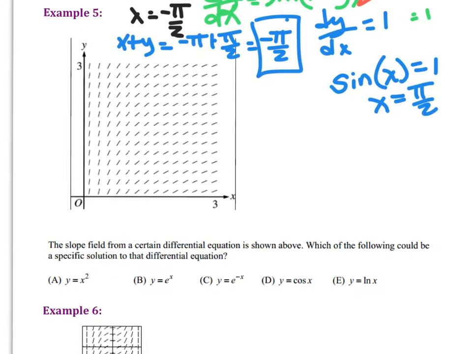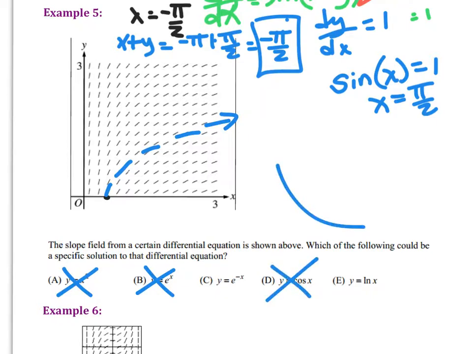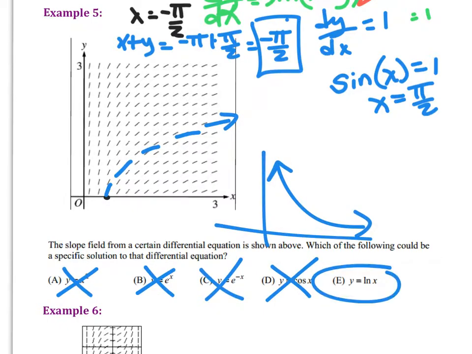The slope field for a certain differential equation is shown above. Which of the following could be a specific solution to the equation? Well, I could just take an initial condition. Let's take this point right here. That graph should just follow some of the slopes along the way. That does not look like x squared. That does not look like e to the x. Cosine x, no, because at 0, 0 it has a slope of 1. Therefore, that's out. And e to the negative x, that graph looks like that with respect to the x and y axis, so that would have to be the natural log of x.